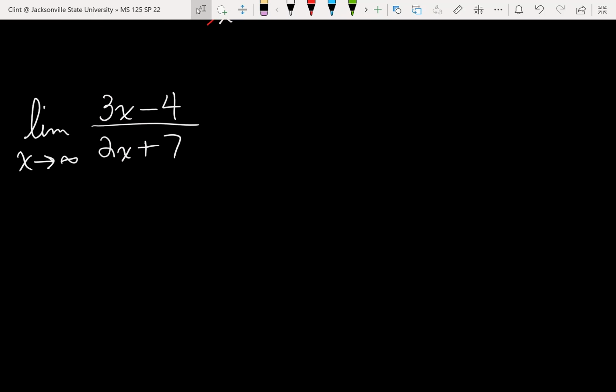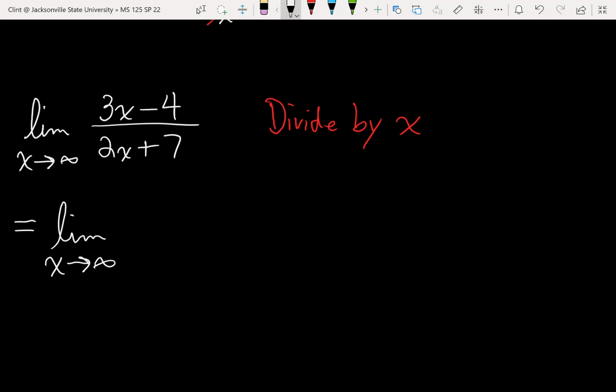The limit as x approaches infinity of 3x minus 4 over 2x plus 7. Our largest power of x in the denominator this time is x. Divide everything by x. Okay, so 3x divided by x will leave us with 3 minus 4 over x. 2x divided by x will leave us with 2 plus 7 over x.